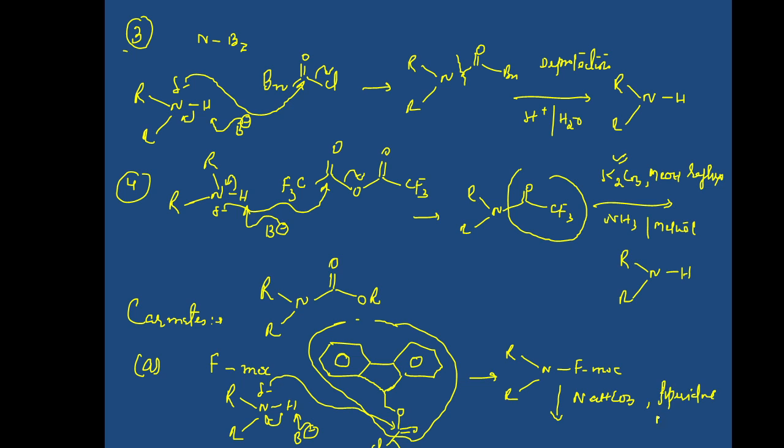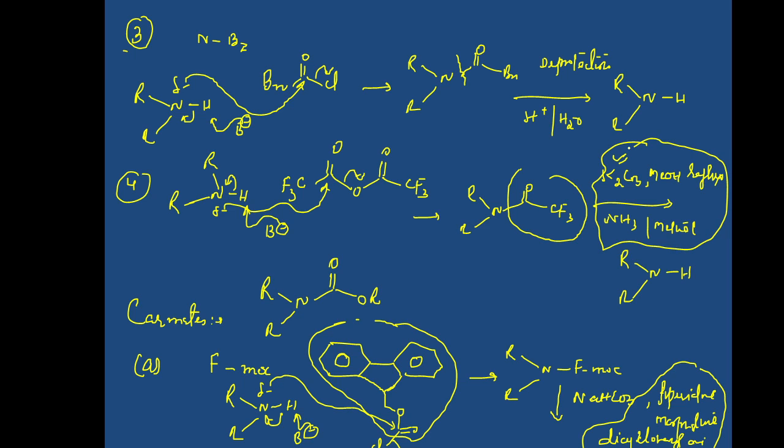This is very important: morphine can be used, or dicyclohexylamine can be used. Dicyclohexylamine. So this is again very important. You have to remember this deprotecting and protecting group for a particular type of protection.